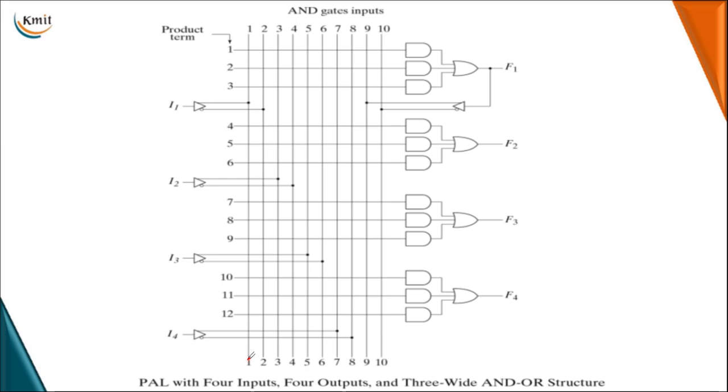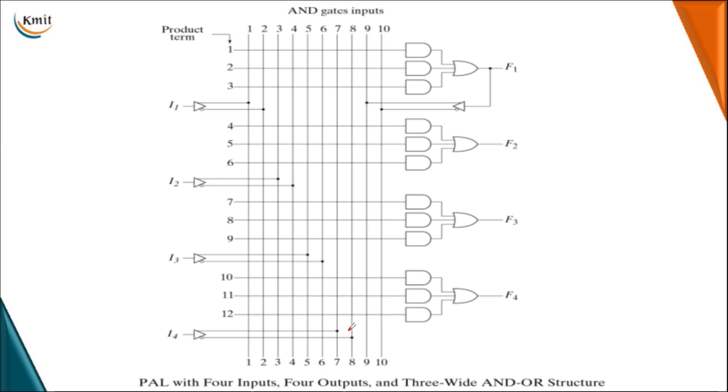So here I have 4 inputs, and I have taken tri-state buffers. This first line indicates the uncomplemented input of I1. The bubble input line will indicate your I1 bar. So 1 and 2 belong to the input I1, the uncomplemented variable of I1 and the complemented variable of I1. Here 3 and 4 indicate I2 and I2 bar, 5 and 6 indicate I3 and I3 bar, and 7 and 8 indicate I4 and I4 bar.